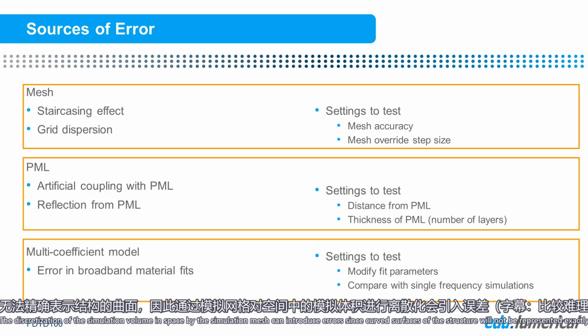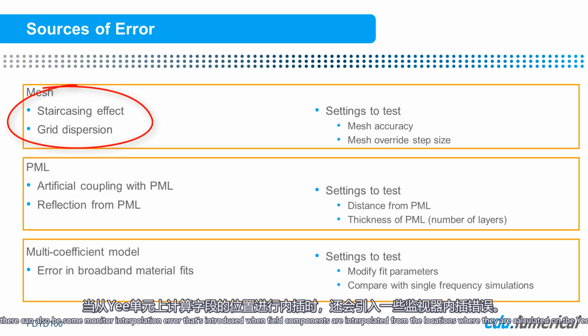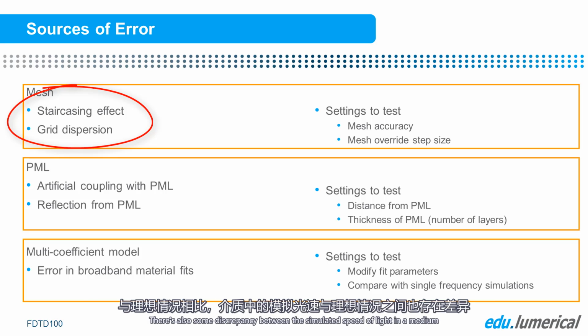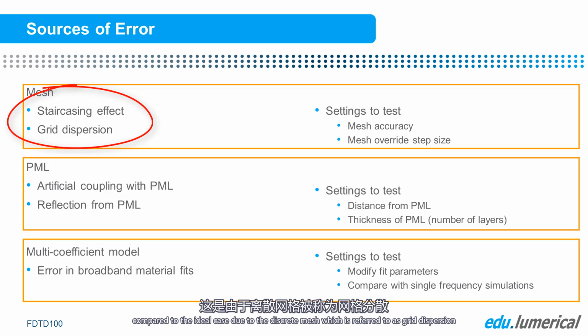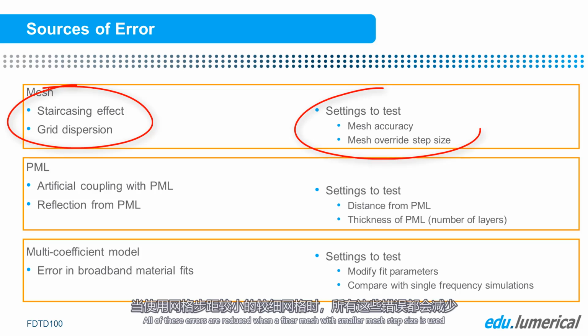The discretization of the simulation volume in space by the simulation mesh can introduce errors since curved surfaces of the structure will not be represented exactly, and there can also be some monitor interpolation error that's introduced when field components are interpolated from the locations where they're calculated on the Yee cell. There's also some discrepancy between the simulated speed of light in a medium compared to the ideal case due to the discrete mesh, which is referred to as grid dispersion. All of these errors are reduced when a finer mesh with smaller mesh step size is used.